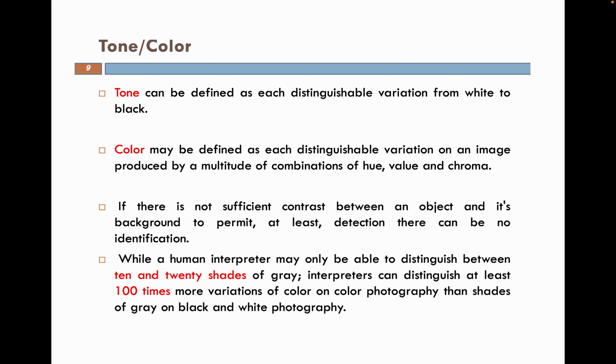Okay, so there's some of the terms. Tone is something from white to black. Color is basically a wavelength. Yeah, and you can break that up in different ways.